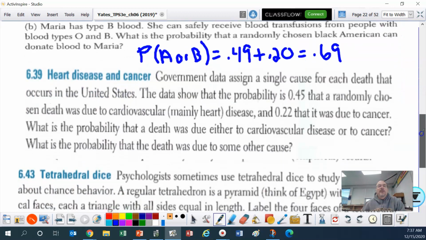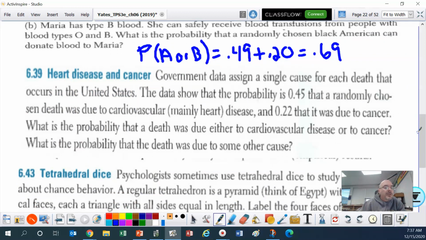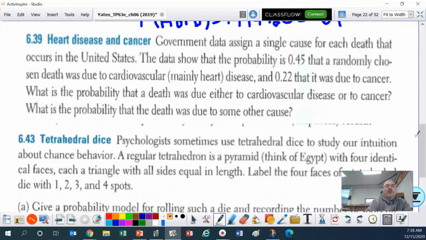All right, I'm going to do 39 quick, and then we're going to end this video because we are already, wow, up to 45 minutes. Government data assign a single cause to each death that occurs in the United States. The data shows that the probability is 0.45 that a randomly chosen death was due to cardiovascular disease, mainly heart disease, and 0.22 that it was due to cancer. What is the probability that the death was due to either cardiovascular disease or cancer? There we're just going to add those together for the first answer. I believe that's going to be 0.67.